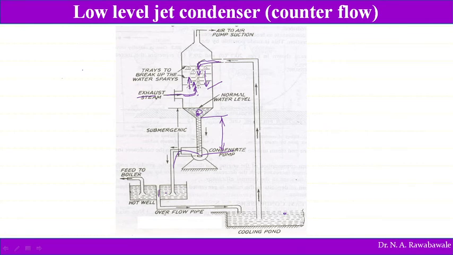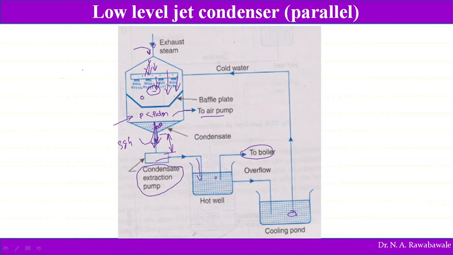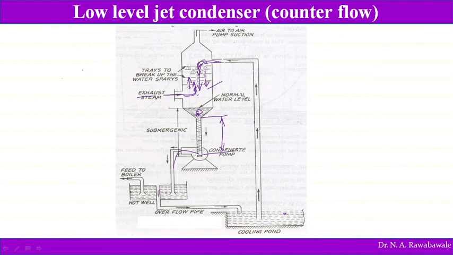So the only difference between previous and this is the direction of flow of fluids. Steam moves in the upward direction, water moves in the downward direction. Rest of the things are similar to the previous. So here both are moving in the downward direction, here one is moving in the upward direction. So that is the difference between low level jet condenser, counter flow and parallel flow.